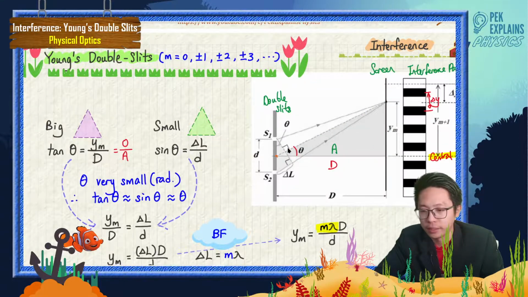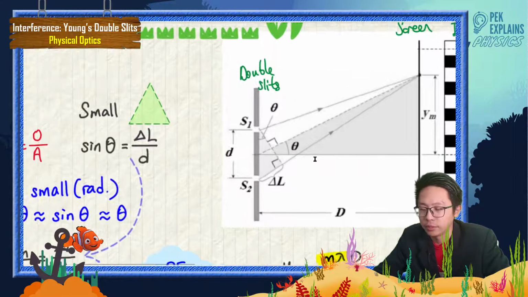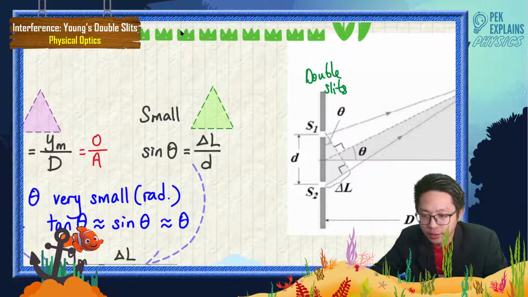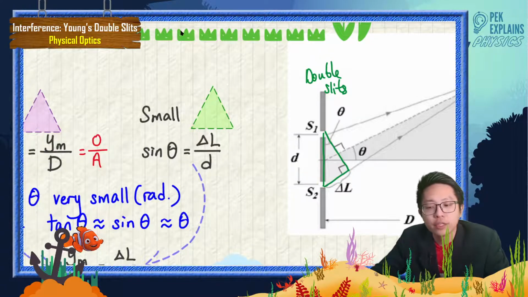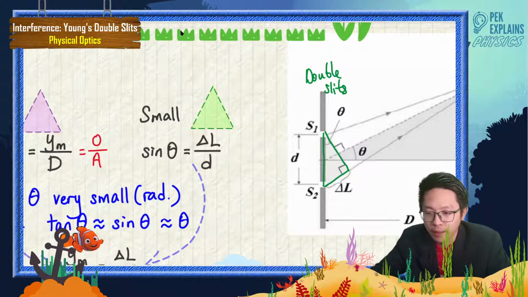Now let's look at the next triangle. The next triangle is this one. Look at this part. The small triangle is this one. I want you to look at this triangle, the small triangle. Do you see that? And this triangle is also a right angle triangle, at over here.